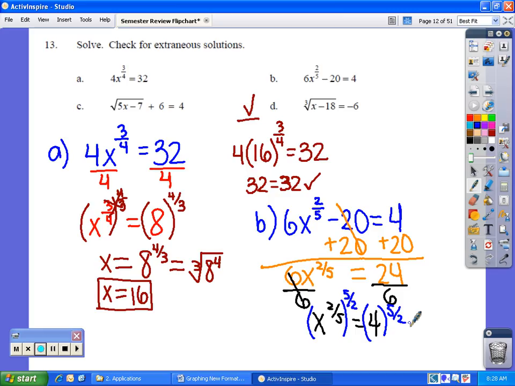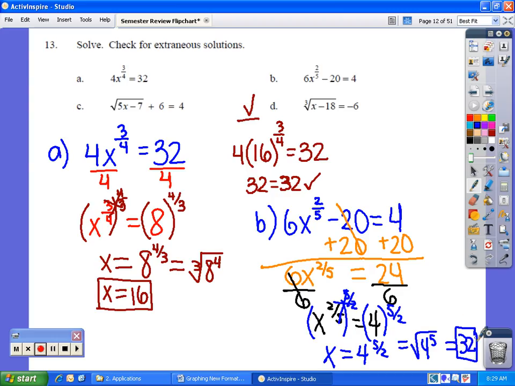2/5 and 5/2 will cancel each other out. And we're left with x equals 4 to the 5/2. Remember, the 2 represents your root, and the 5 represents your exponent. So this is really equal to the square root of 4 to the 5th. Now that is very easy to put in your calculator, and when you put it in, you find out that the answer is 32.